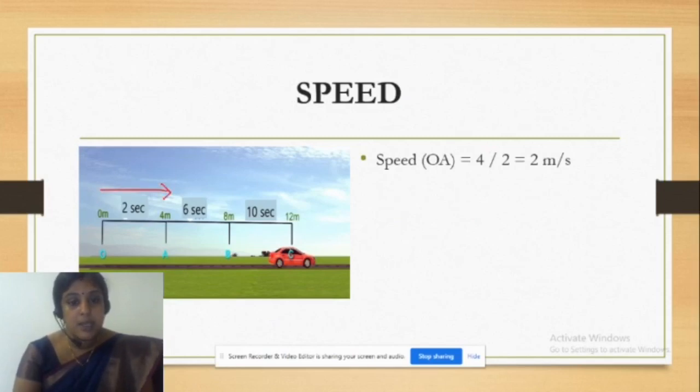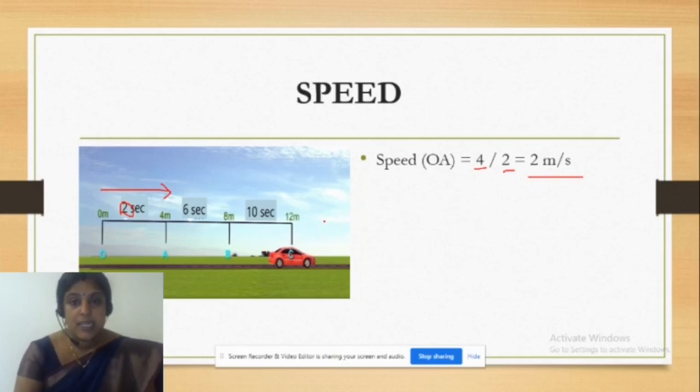So let us find the speed of the car from point O to point A. What will be the speed? What is the equation for speed? It is speed is equal to distance by time. So what is the distance traveled here? 4 meters, right? And the time taken is 2 seconds. So the speed will be 4 by 2, that is 2 meter per second.